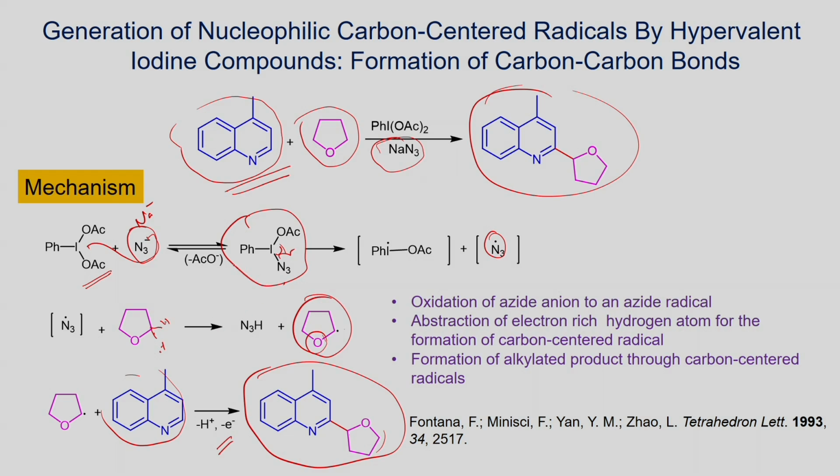This azide anion is oxidized to azide radical, you can see here, and abstraction of an electron rich hydrogen atom takes place for the formation of a carbon centered radical. So, hydrogen atom abstraction takes place from here, and you generate the carbon centered radical. So, this radical now forms the alkylated product through the carbon centered radical. This radical can undergo alkylation. In this way you will be able to form a carbon carbon bond.